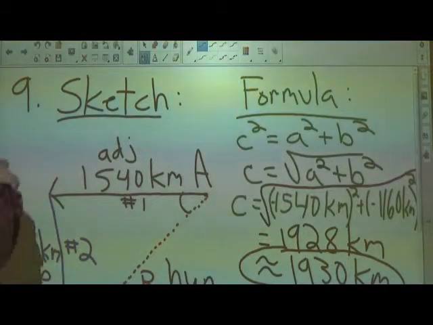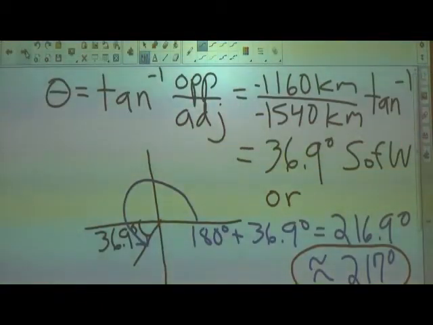So let's go to the next formula we're going to use. Once again, angle equals inverse tangent opposite over adjacent. Now, the opposite was a negative 1,160 kilometers. The adjacent was negative 1,540 kilometers. And you multiply that by the inverse tangent. It comes out to 36.9 degrees south of west.